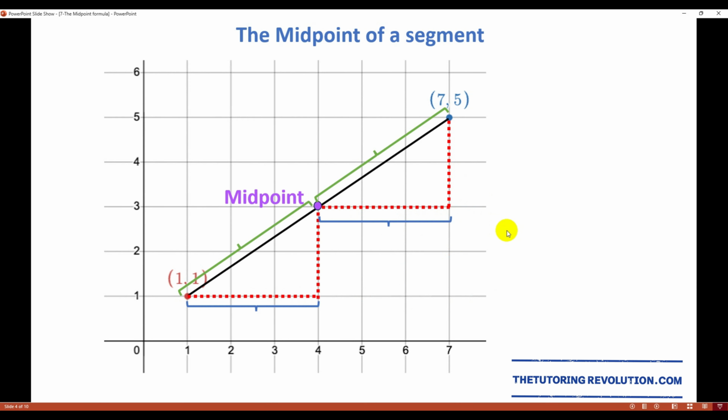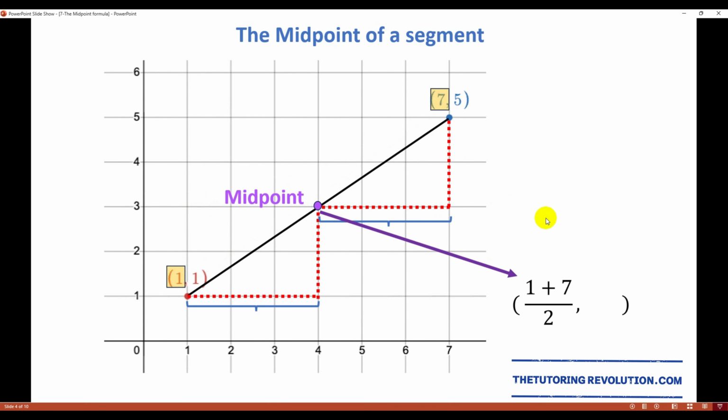And we already know what happens when two segments have the same distance and we want to find this point here. We average the 1 and the 7, right? It's like there is a horizontal segment and we want to find the midpoint as we did before. So to get the x-coordinate, we're going to average 1 and 7. So it would be basically 1 plus 7 divided by 2. That will give us this x-coordinate.